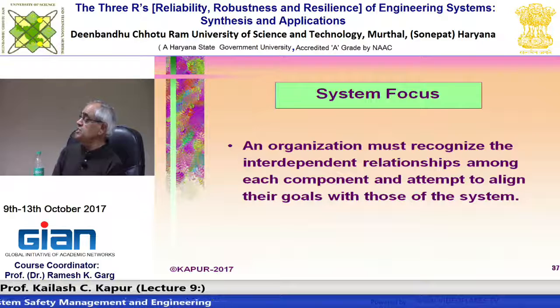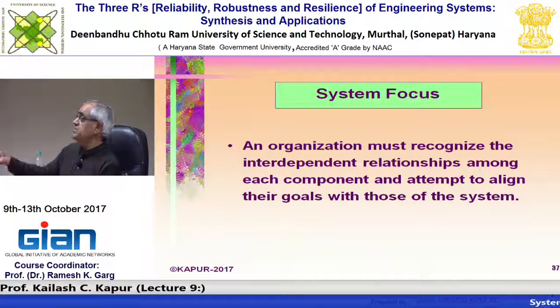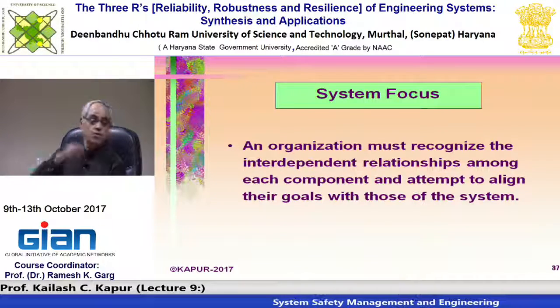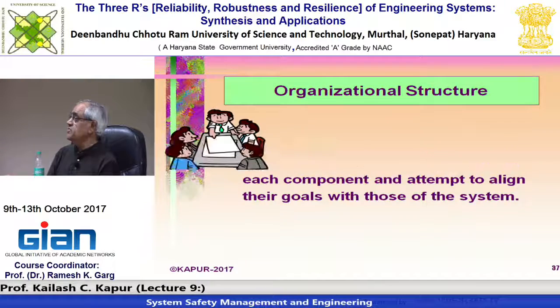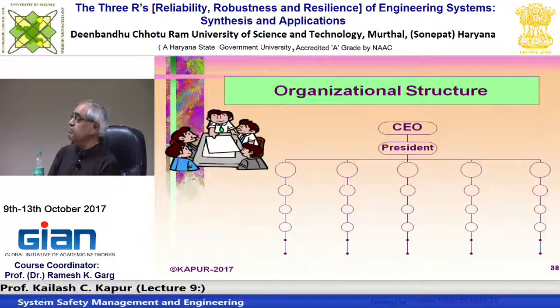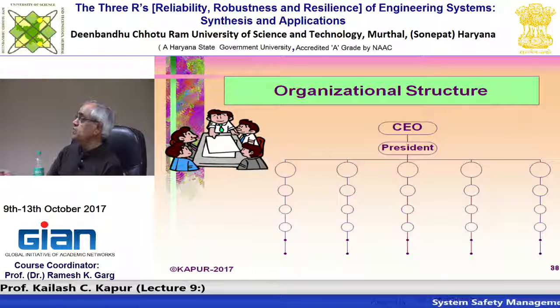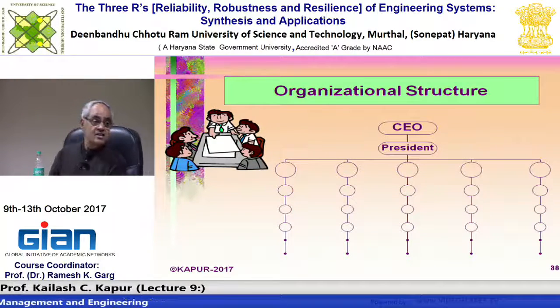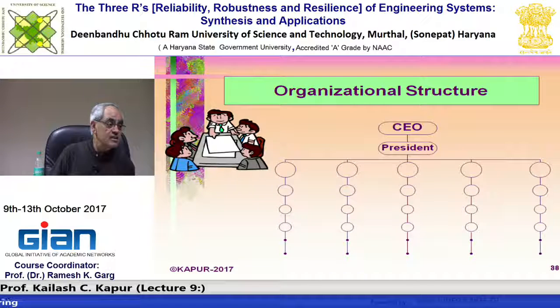This is that organizations or society must recognize interdependent relationships among each component and then align their goals or purpose so that they're consistent with the whole system. Many companies have what we call a vertical structure, like you're a CEO, then the president, then all the vice presidents, then managers, and then workers are over here. It's called a line and staff organization.